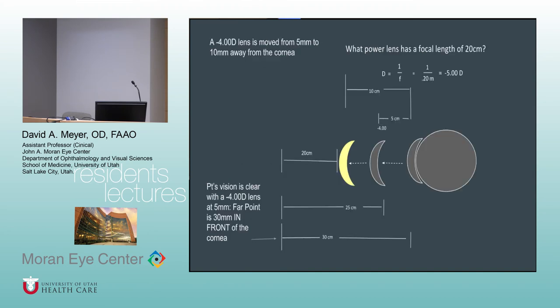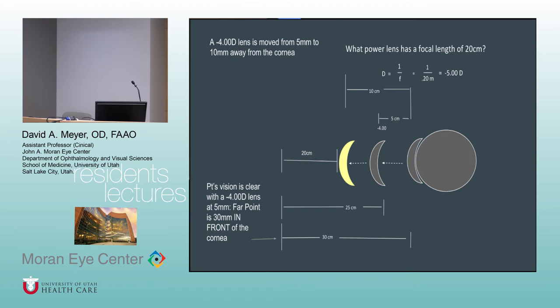Okay, now with this picture, remember, with a myope, the far point is in front of the cornea. It's between infinity and the cornea. So a patient's vision is nice and clear with a -4 lens at 5 millimeters. The far point is 30 millimeters in front of the cornea. Okay? So basically, here's the cornea, minus 4, nice and clear. The power of the lens, so you're basically saying we're moving it from here to here, the far point stays the same, so the length now here is 20 centimeters.